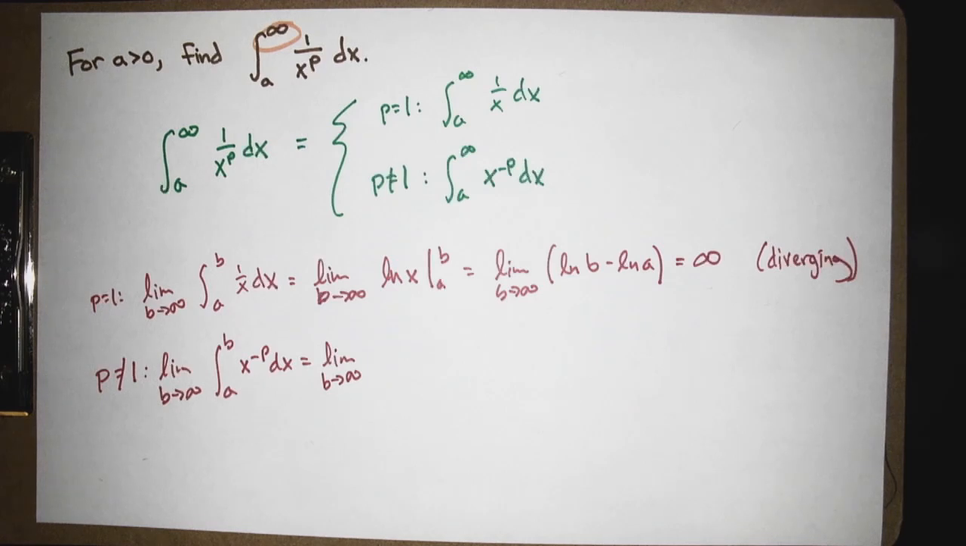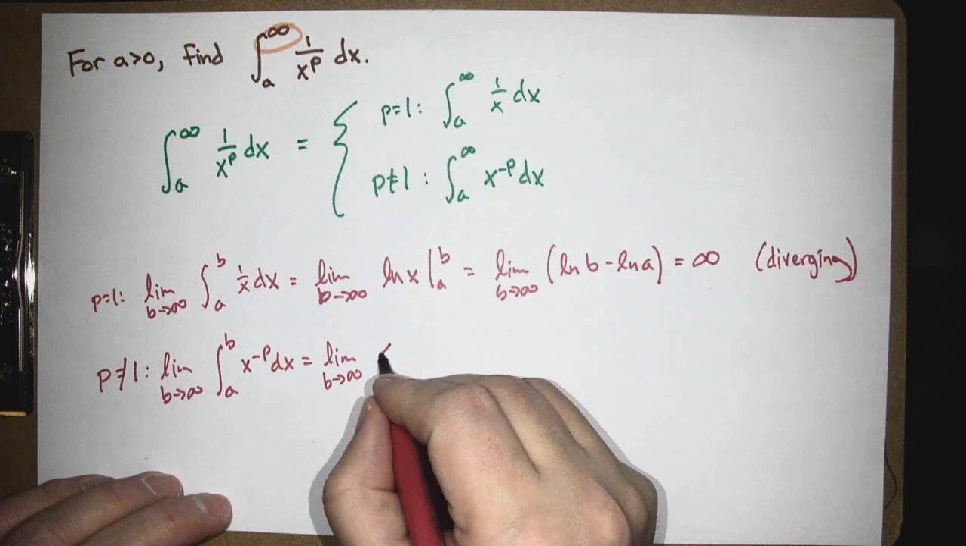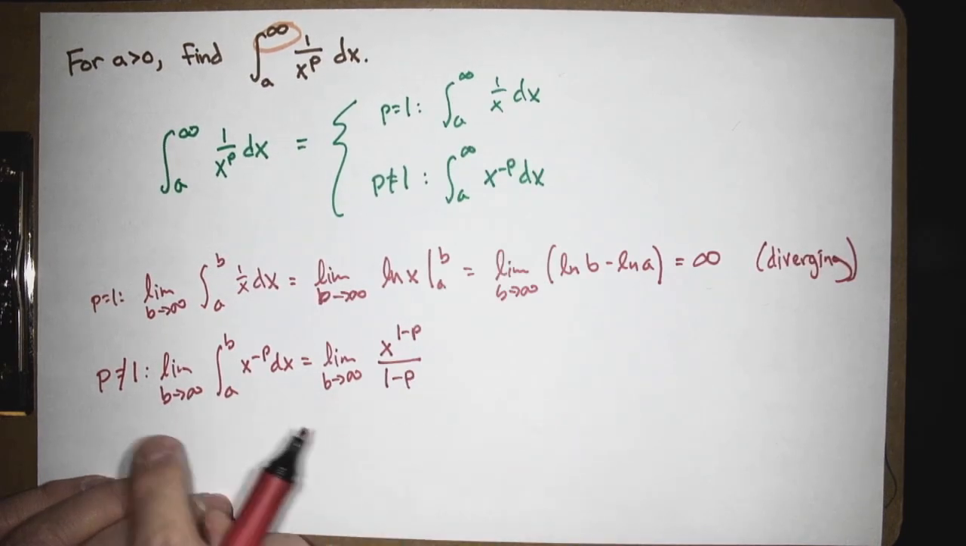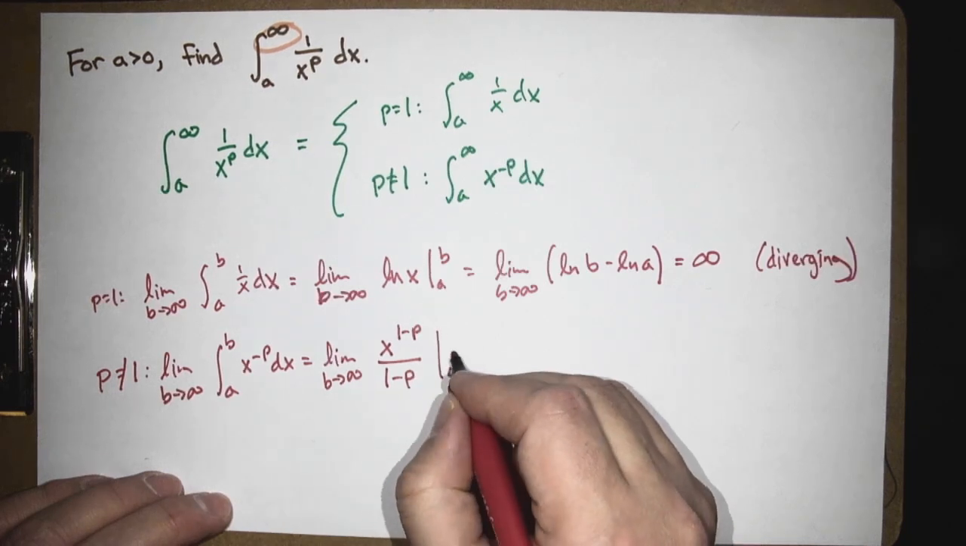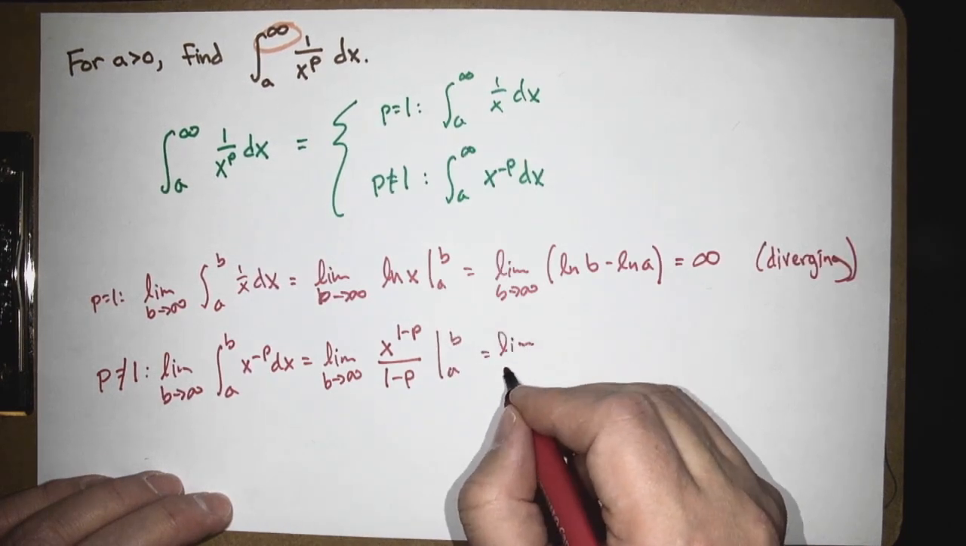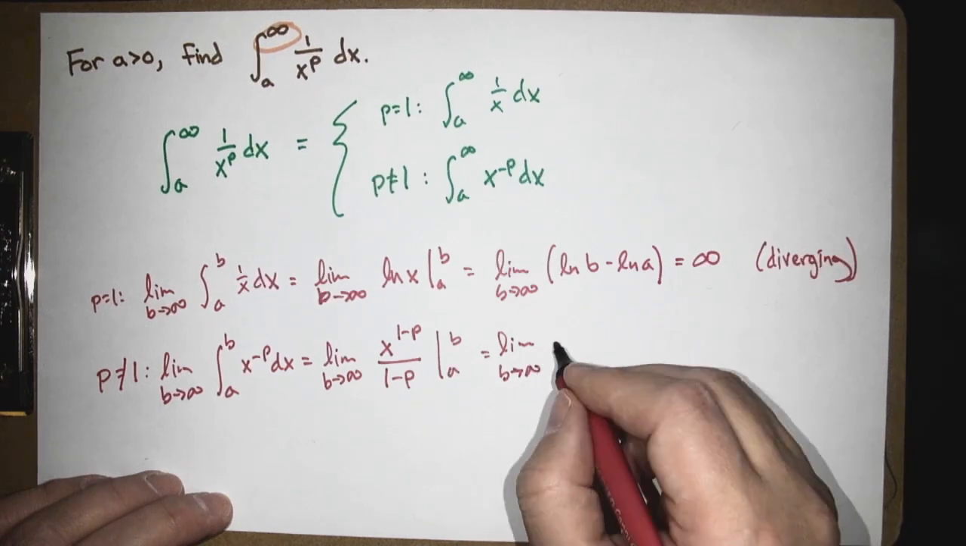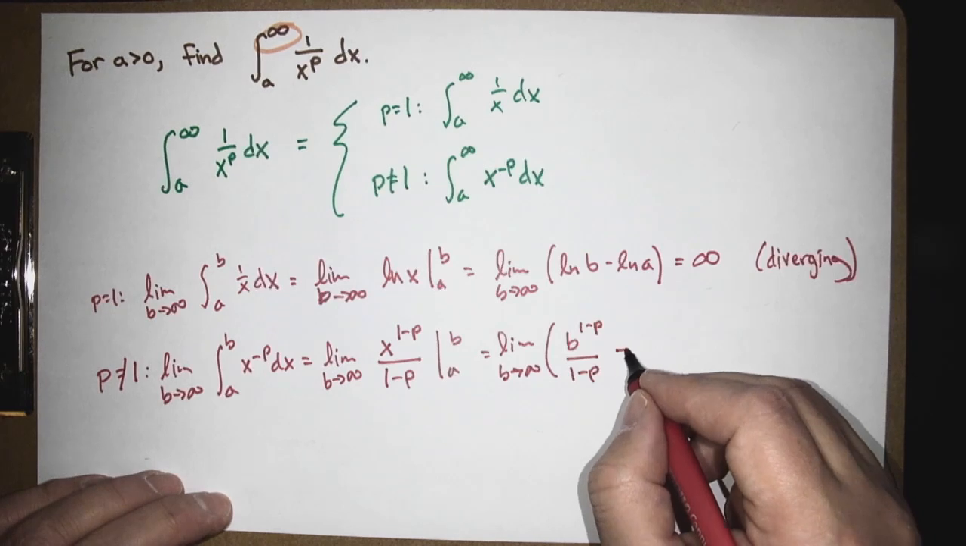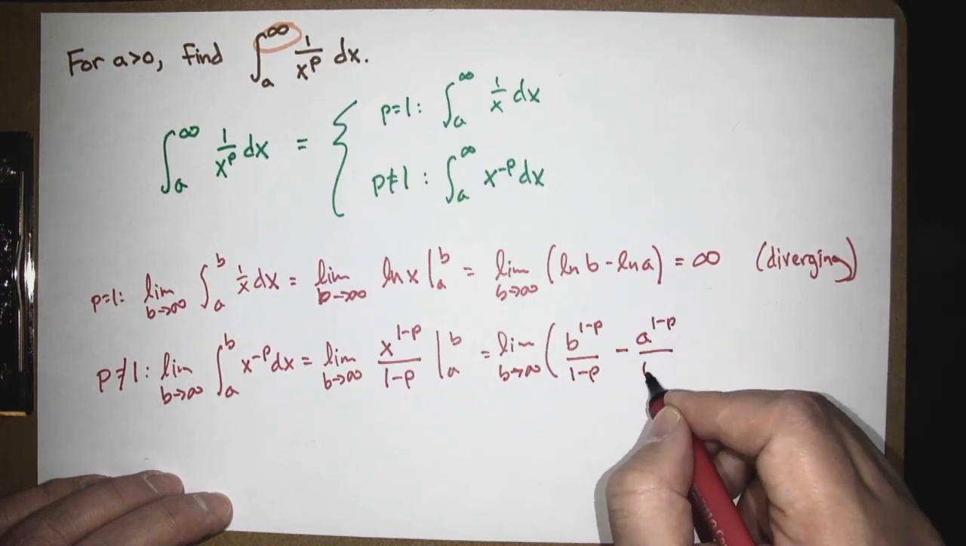What's the rule? X to a power, what do you do? Add 1 upstairs, divide by your new power. So add 1 upstairs, 1 minus p, divided by 1 minus p. We're not dividing by 0 because p is not 1, from a to b. Which is the limit as b goes to infinity, of b to the power of 1 minus p divided by 1 minus p, minus a to the 1 minus p divided by 1 minus p.